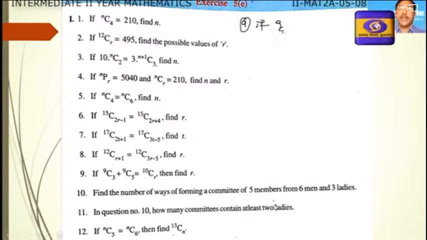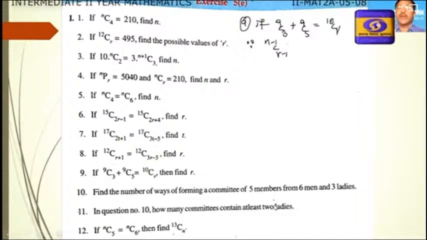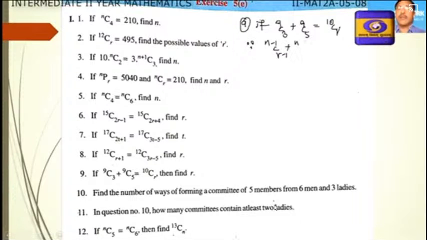If 9C3 plus 9C5 is equal to 10Cr, then find the value of r. So we have, since n minus 1 C(r minus 1) plus n minus 1 Cr is equal to nCr, or we have the formula from the statement of the theorem, nC(r minus 1) plus nCr is equal to n plus 1 Cr. Any one of this formula you can apply. So here the difference of these two values is 3 and 5.